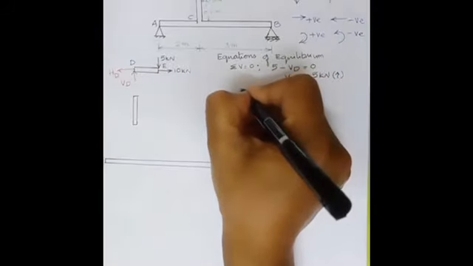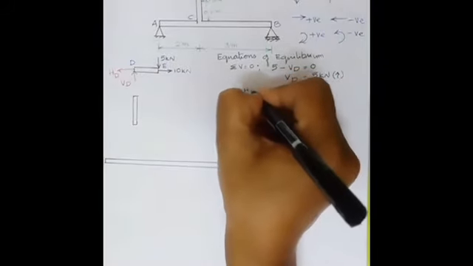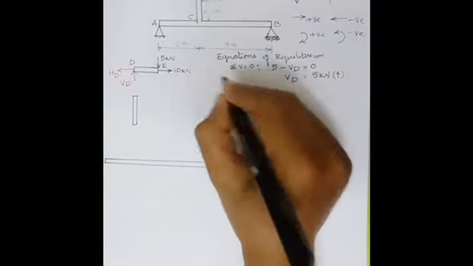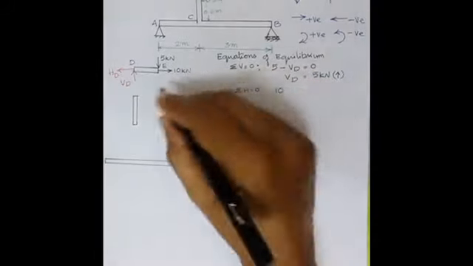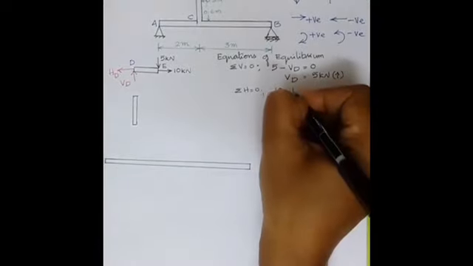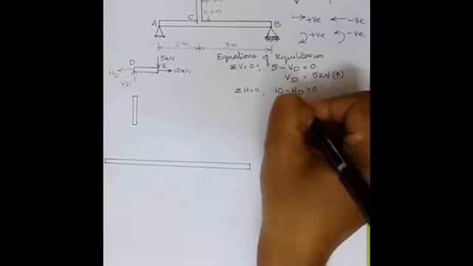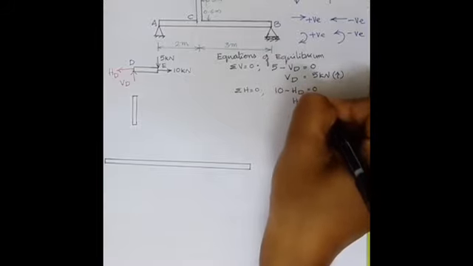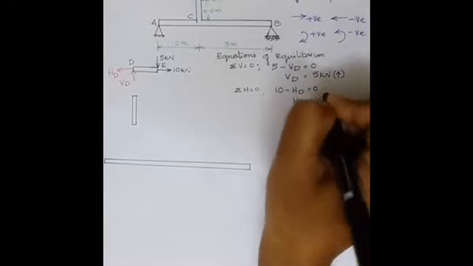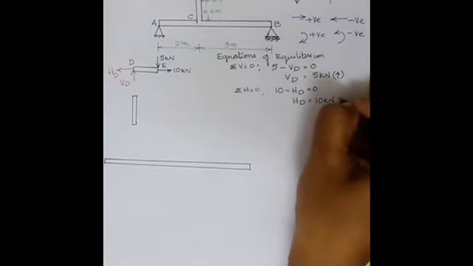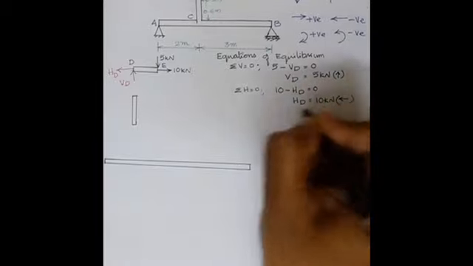Now let us take sigma H equal to 0. Now when you take horizontal forces, towards right positive 10, towards left negative, minus HD equal to 0. So HD is equal to 10 kN. What we have assumed is correct, so you have got it here positive, that is, this is acting towards the left.